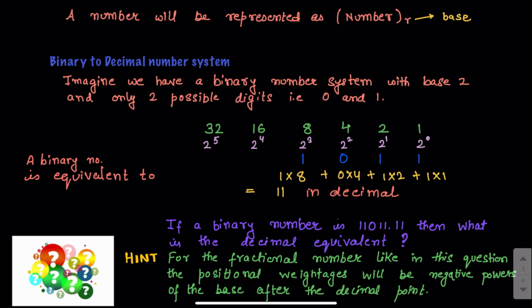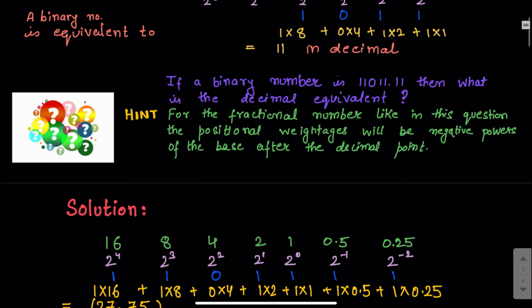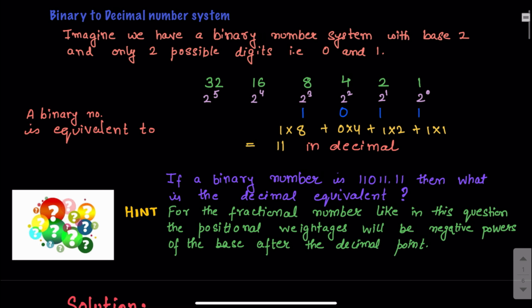So let me ask you one question, that if the binary number is, let's say, 1011.11. So now I have a decimal point. Then what is the decimal equivalent for this? How will we convert it? A hint is given. For the fractional numbers like this that is given, the positional weightages will be the negative powers of the base after the decimal point.